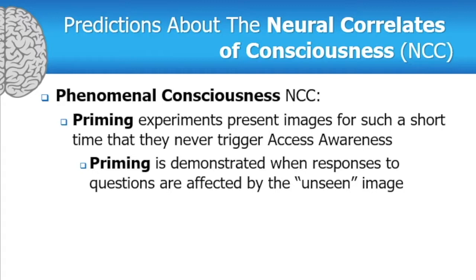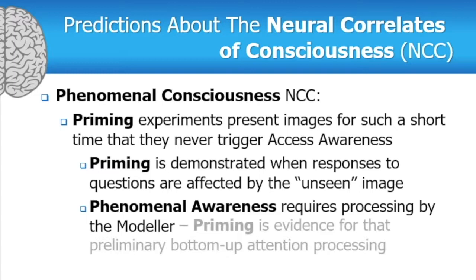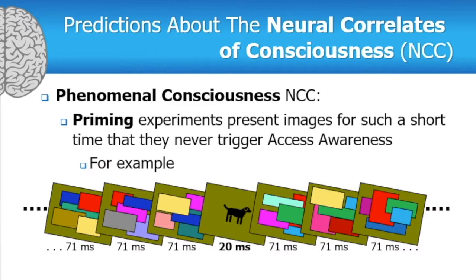To show that we have phenomenal awareness, we must show that the trigger was still processed by the modeler. The priming effect is evidence that some preliminary bottom-up focal attention target processing had occurred. An example of a priming experiment is shown here. As I said, if an unreported image of a dog is presented, when the subject is later asked to name an animal, they are much more likely to say dog than if an image of a different kind of animal was presented. This means the image of the dog was processed by the bottom-up attention mechanism to such an extent that the memory of the dog concept was accessed. It is this accessing of the dog memory trace that makes it more likely that the word dog will be the answer to a subsequent question. Therefore, there was phenomenal awareness of the dog image without having an access awareness of that image.